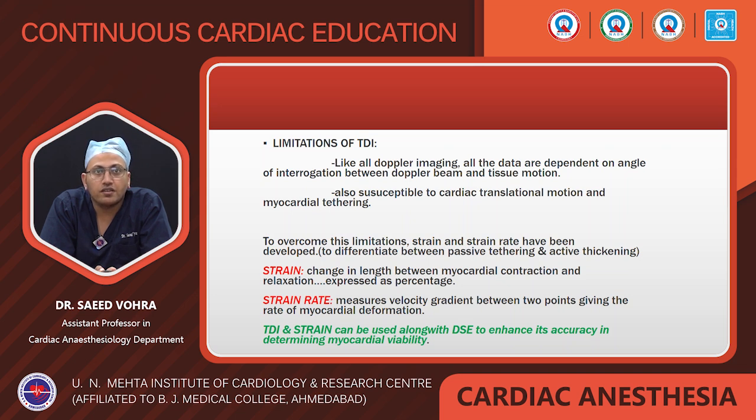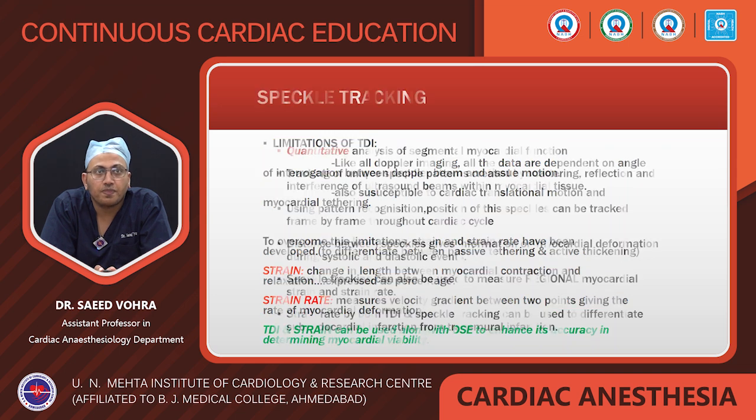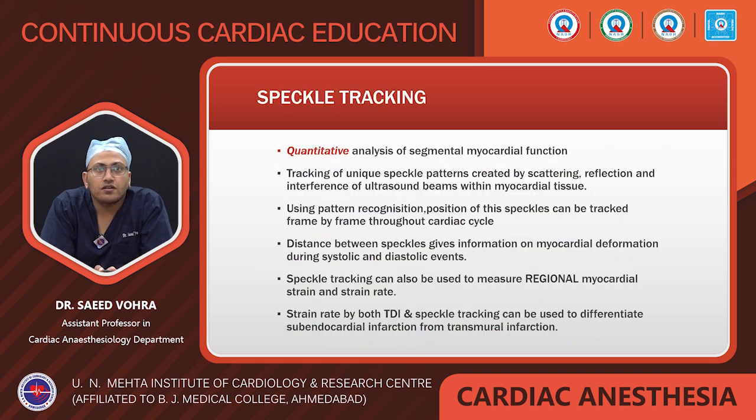Strain is a change in the length between myocardial contraction and relaxation. It is expressed as a percentage, whereas strain rate measures the velocity gradient between two points, giving the rate of myocardial deformation. Tissue Doppler imaging and strain can be used along with dobutamine stress echo to enhance its accuracy in determining myocardial viability. Speckle tracking is a quantitative analysis of segmental myocardial function.